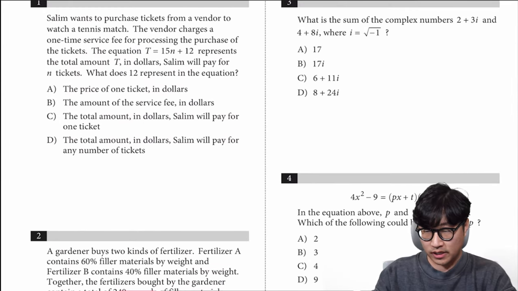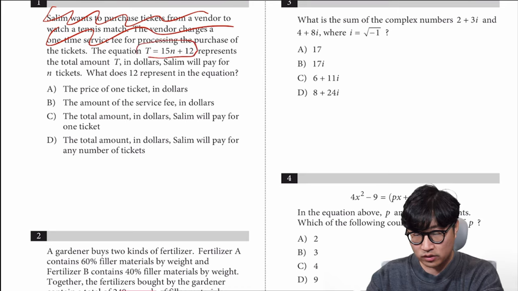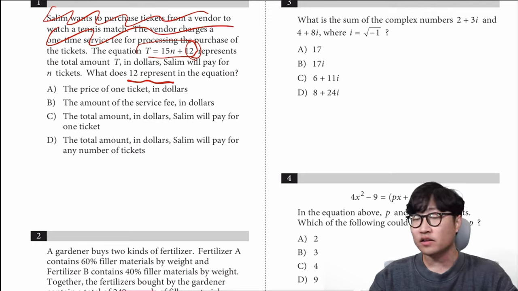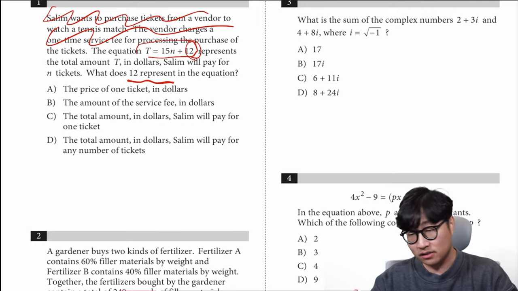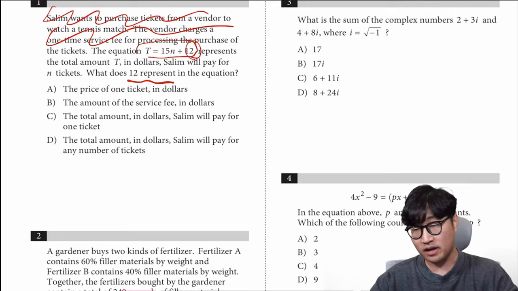Sandy wants to purchase tickets. Cool story, bro. This is the equation. What does the 12 represent? 12 is the initial value, the starting value, the y-intercept, whatever you want to call it. N is the number of tickets, so the intercept would be n equal to 0, aka 0 tickets. So you're not even buying any tickets, but you still have to pay that $12, or whatever the reason is.